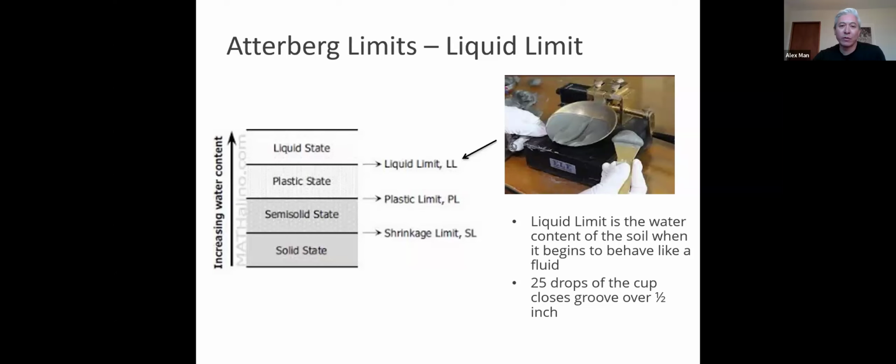So we do a number of trials until we get that line established and define where that groove closed and what moisture content it closed at. Once we get that 25, we throw that sample into the oven, weigh it before and after, and you get your liquid limit, or the moisture content that happened at liquid limit. Okay, so that's just defining liquid limit.